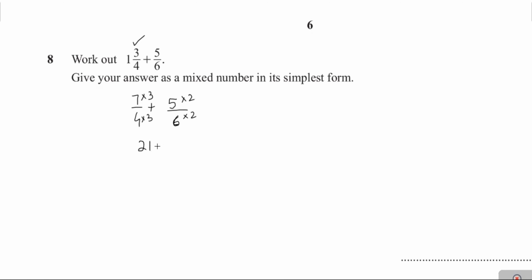Therefore, we get 21, and plus 5 times 2 is 10. And you see here the denominators of both fractions are the same. We write it as 12 as it is. Now 21 plus 10 is equal to 31 over 12, and therefore we can write it as 12 times 2 is 24, and 31 minus 24, the remainder is 7. We write it as 2 7/12. This is the answer.